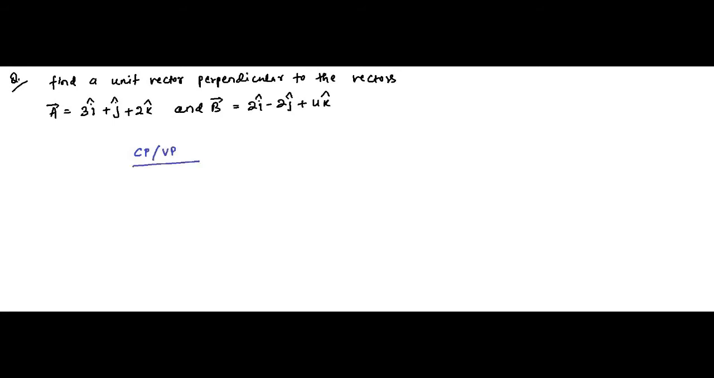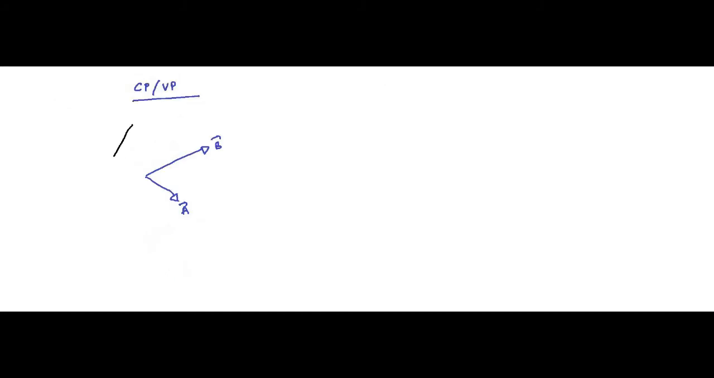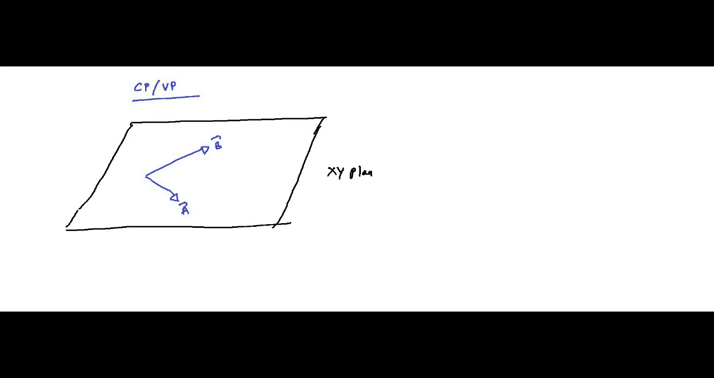It says that if there are two vectors, B vector and A vector, and let's say they are restricted to a particular plane, let's call it the XY plane, and the angle between them is theta, directed from A vector to B vector, then as per the right hand thumb rule, the direction of the resultant vector will be perpendicular to the XY plane and it will be upwards.